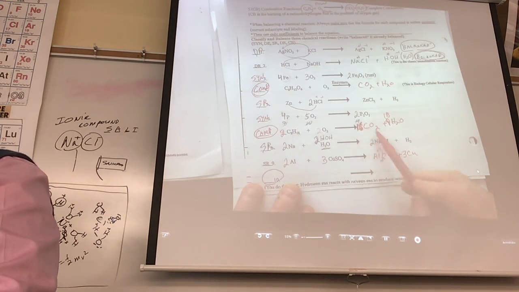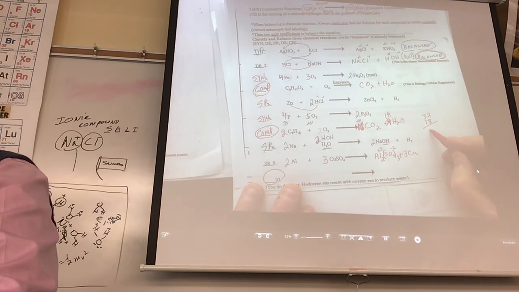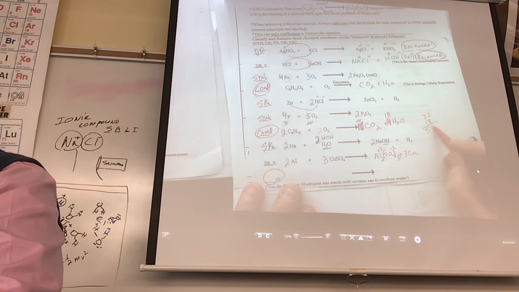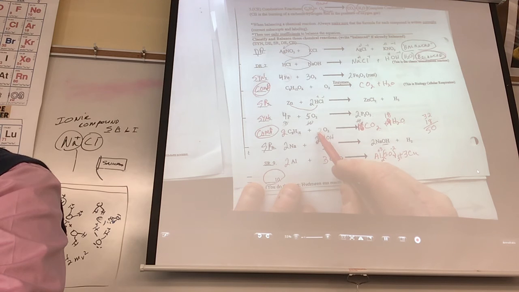What's 16 times 2? 32. And what is 18 times 1? And what's 32 plus 18? I'm going to try it again. 16 times 2 is what? 32 oxygens. And what's 18 times 1? 18. How many is that? I need to have 50 oxygens on the left. What am I going to put here to get 50 oxygens?